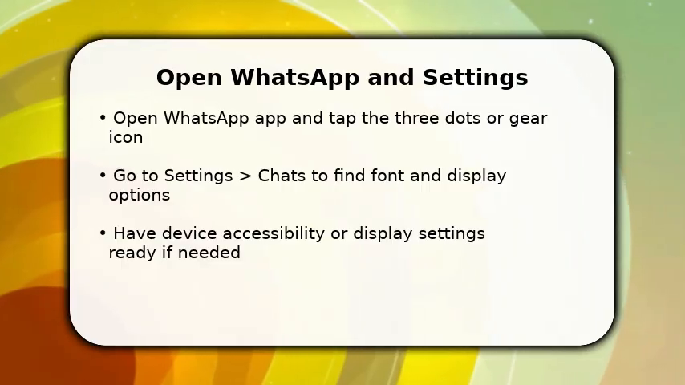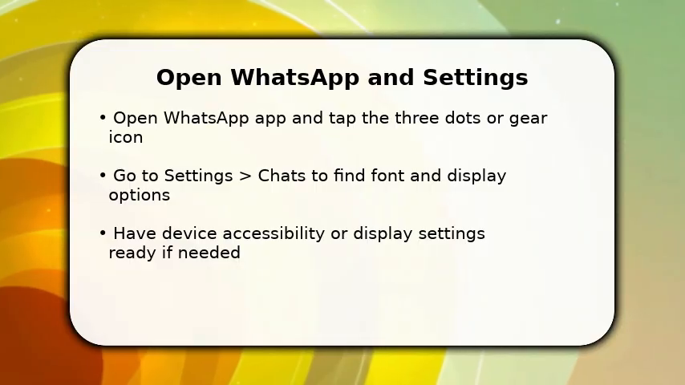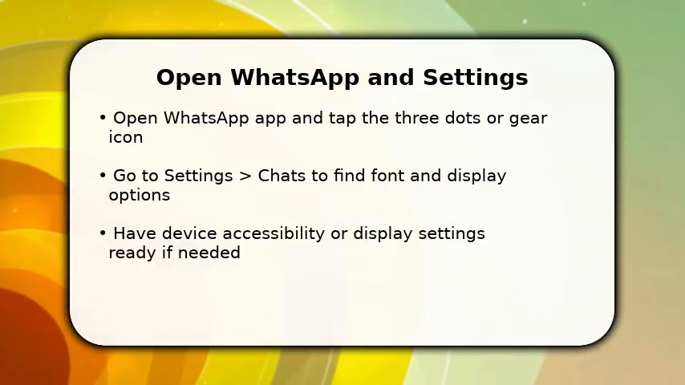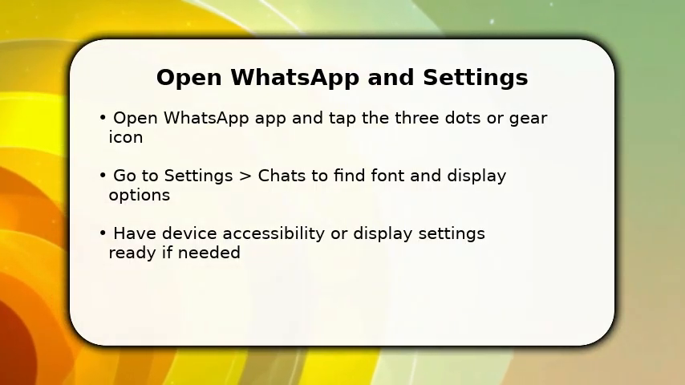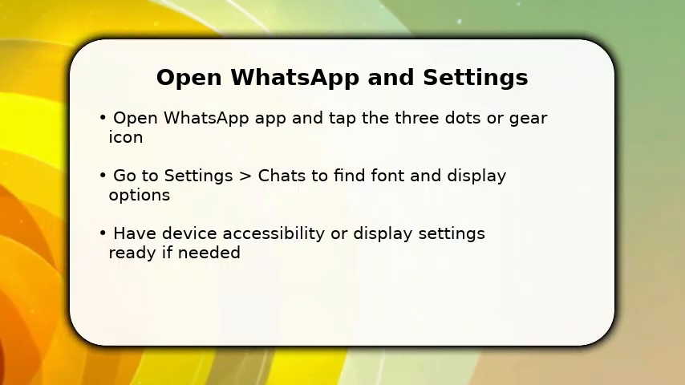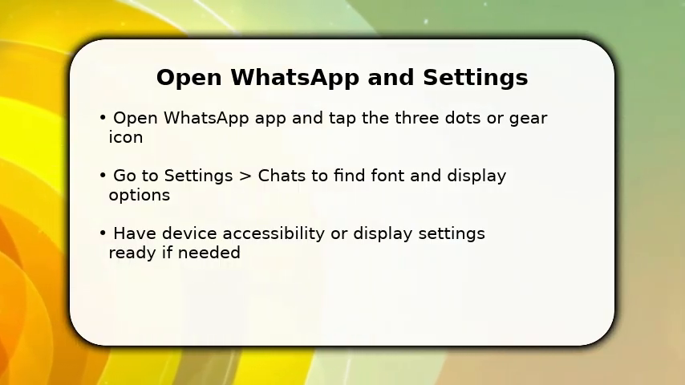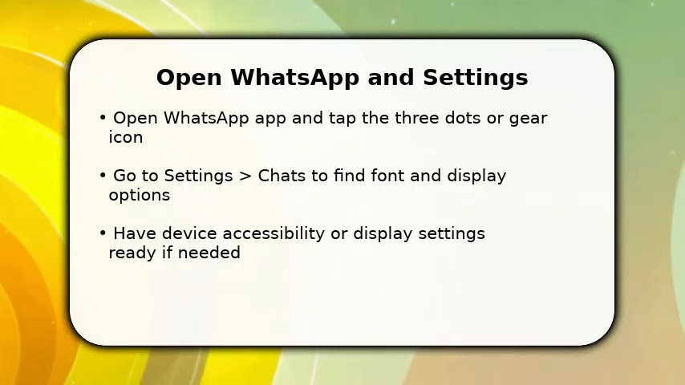You start by opening WhatsApp and going straight to settings so you can change text size without guessing. Tap Chats. This is where WhatsApp exposes its chat font size control. Once there, look for font size or chat font and preview the sample message.